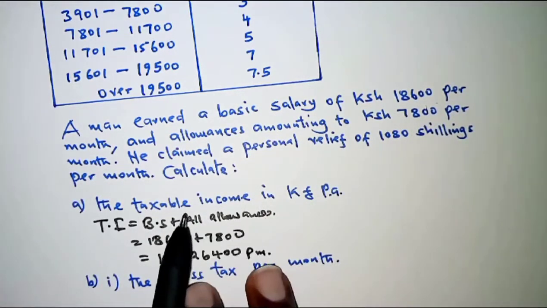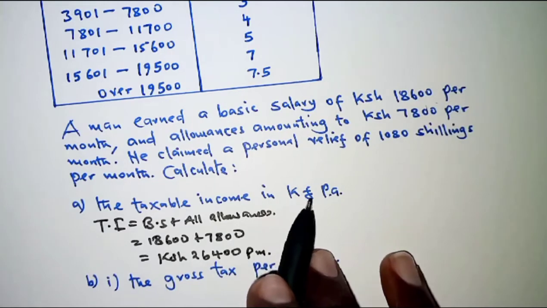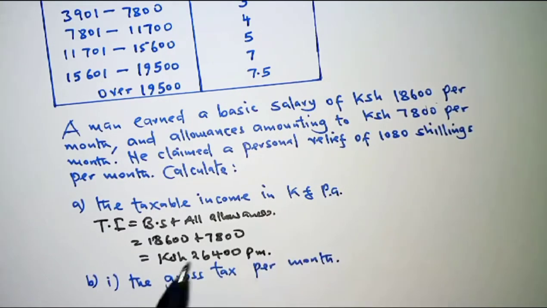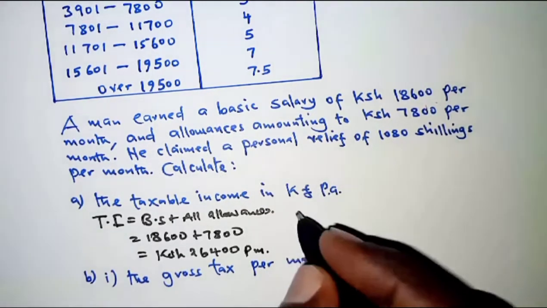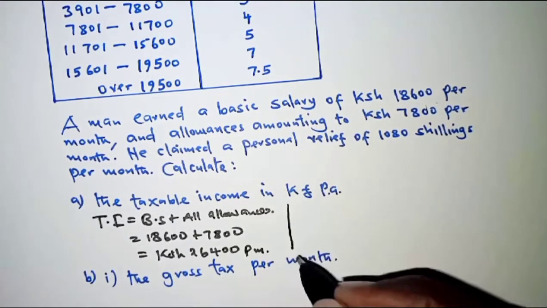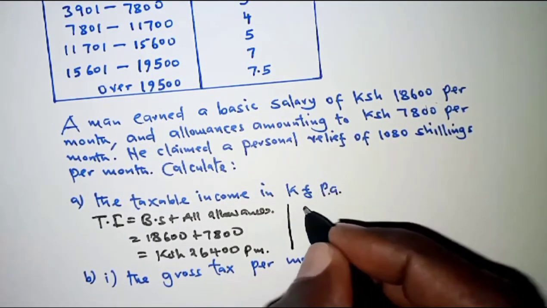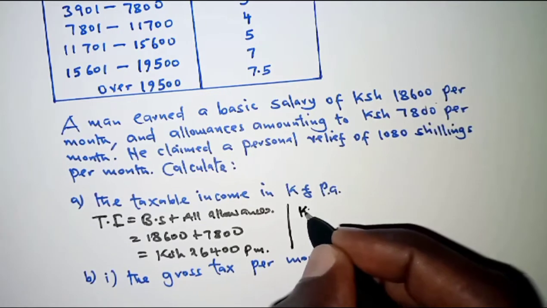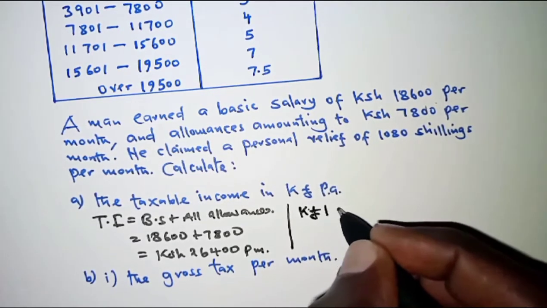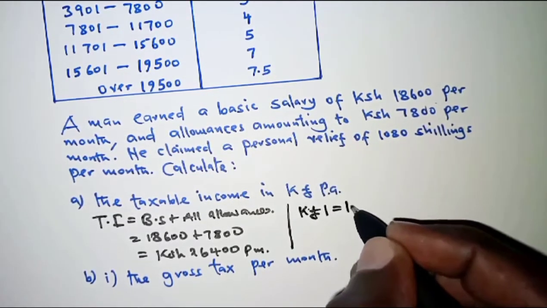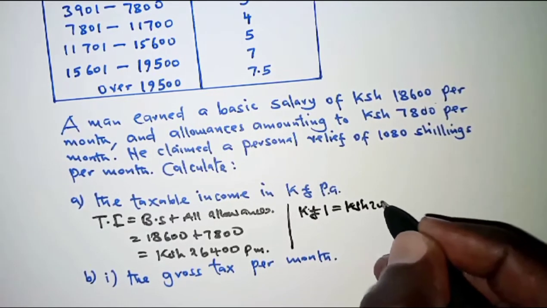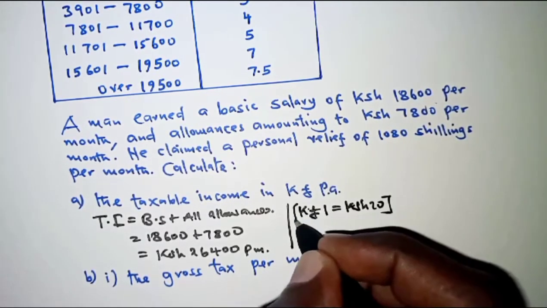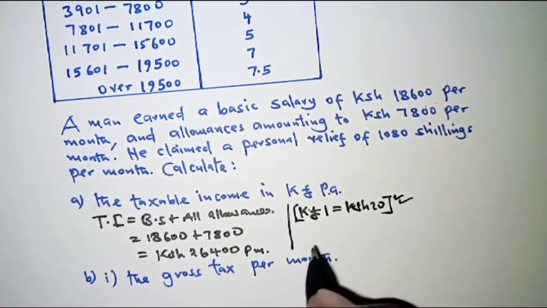But remember, in the question, we are required to give our answer in Kenyan pounds per annum. Again, here we have it in Kenyan shillings. So in order to do our conversions, we are going to use this. So 1 Kenyan pound is equivalent to 20 Kenyan shillings.